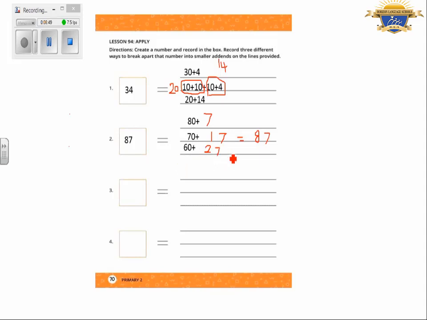Let's regroup this together. 7 plus 0 equal, excellent, 7. And 6 plus 2 equal, excellent, 8.